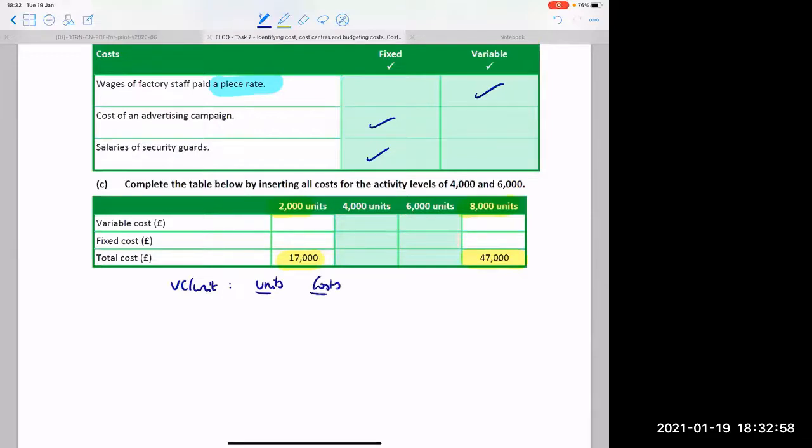So units compared to cost, I'm going to put high in first this time to make sure that we can see where the numbers are coming from. So 8,000 units is my highest number of units, costing £47,000. Low number of units, 2,000, costing £17,000. Difference between the two, we get a difference of 6,000 units and a difference in cost of 30,000. One divided by the other, £30,000 divided by 6,000 units gives us variable cost per unit of £5.